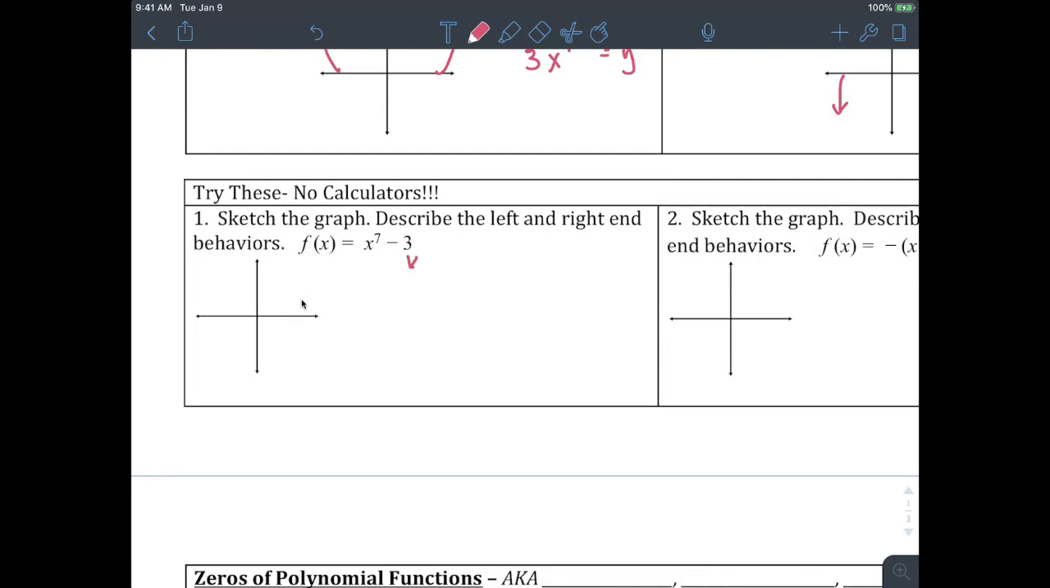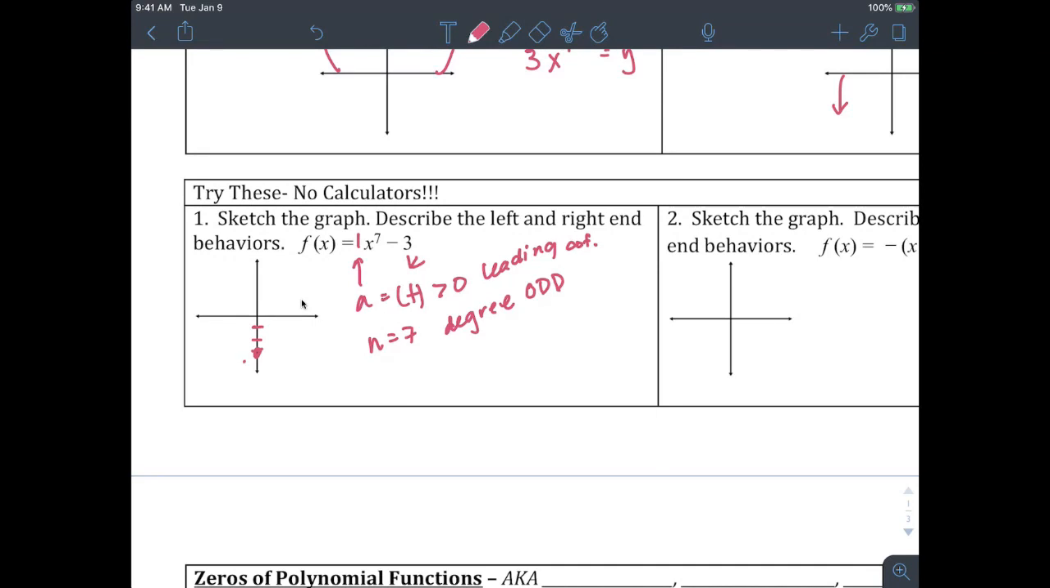So -3 is my k value, so I'm going to go down 1, 2, 3. And then it's x to the 7th. My a value is 1, and that is positive, or greater than 0. And my n value, my degree, is odd. Degree is odd. So I know that the ends are going to go in opposite directions.